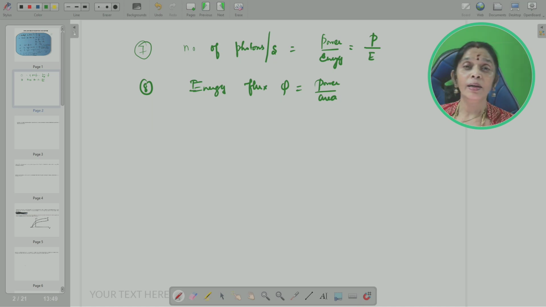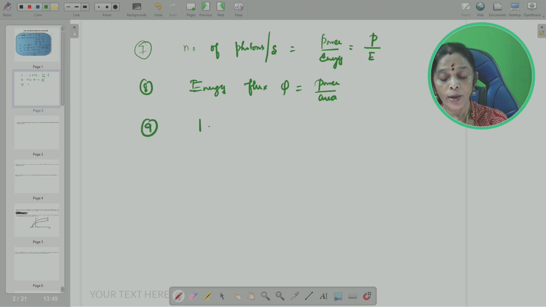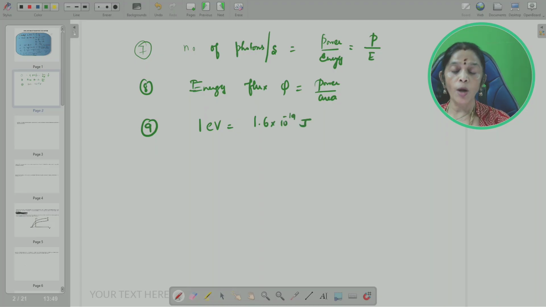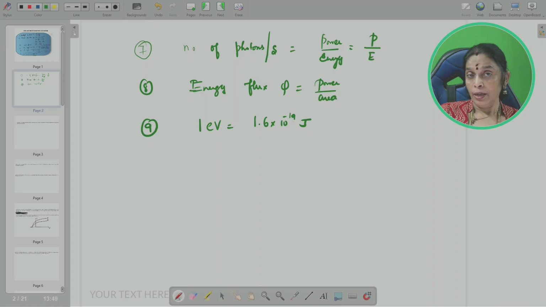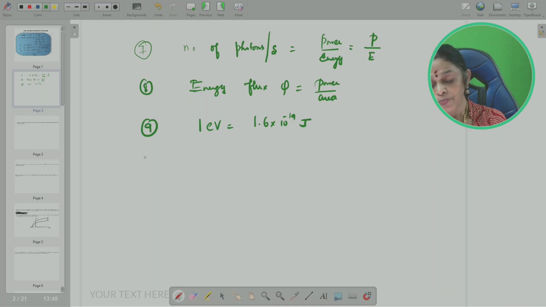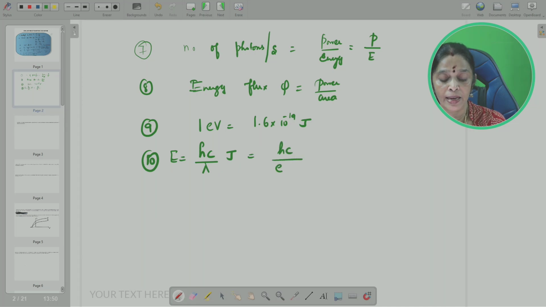Now keeping all that in mind, if you want to convert 1 electron volt into joules, 1 electron volt is 1.6 into 10 power minus 19 joules. If you want to convert, you have to multiply with that. Now you get hc by lambda in joules, that is energy, which I am going to convert into electron volt: hc by e into lambda in electron volt.